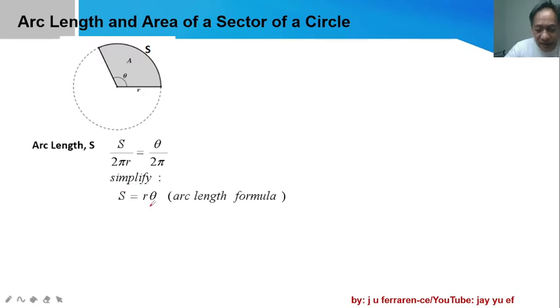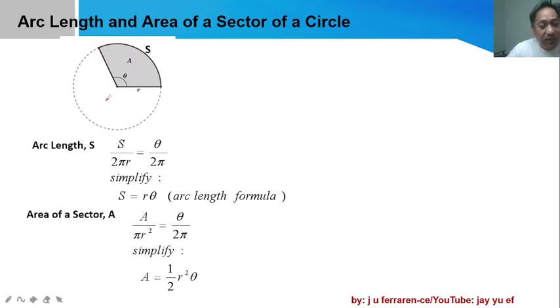Considering the area of the sector of a circle, A, I can also take a ratio between A, the area of the sector, and the entire area of the circle, which is pi r squared. And I can also consider a ratio between the angle and the entire rotation, which is 2 pi. Simplifying and removing pi, I arrive at an area formula, which is 1 half of r squared times theta, the area of the sector of the circle.